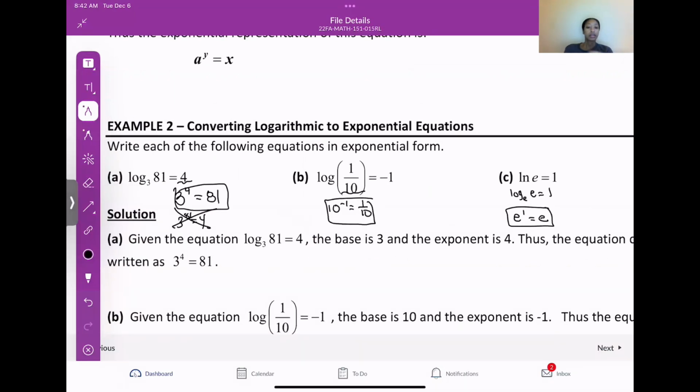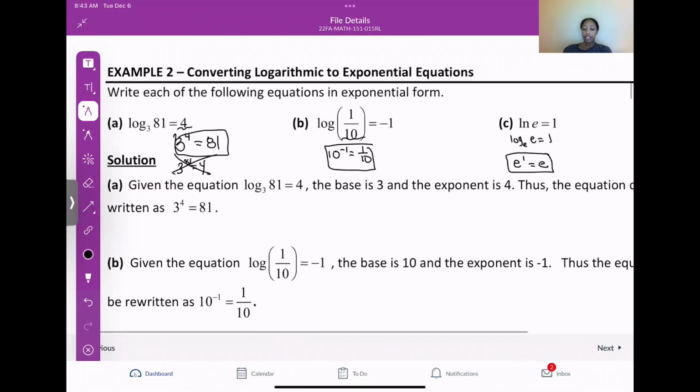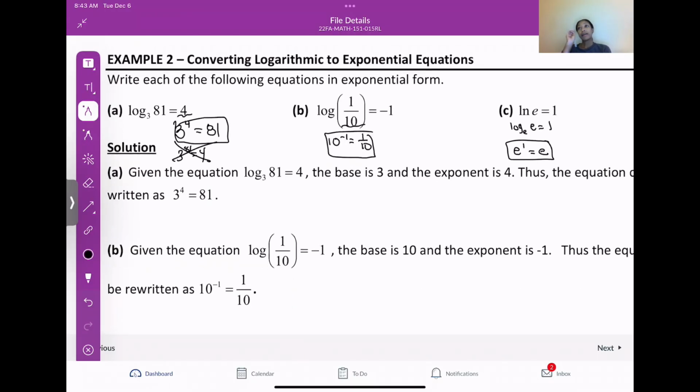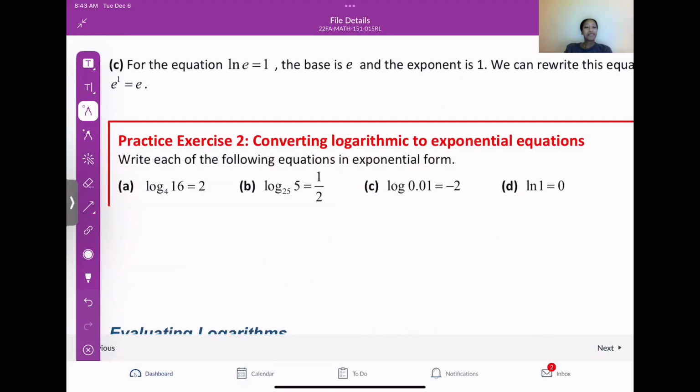In our next set of practice problems, we're going to practice writing a logarithmic equation in exponential form. We have 4 logarithms here, and we want to write them in exponential form. The base of the log is the same as the base of the exponent. Whatever the logarithm equals, that's what your exponent should be equal to. And then the other number is what the exponential equation should be equal to.